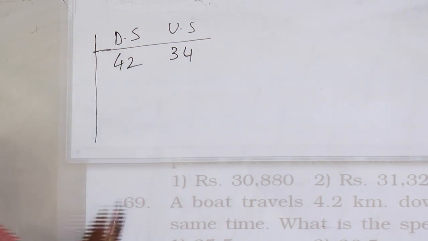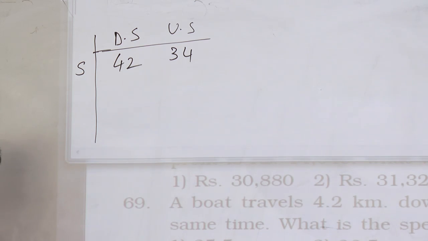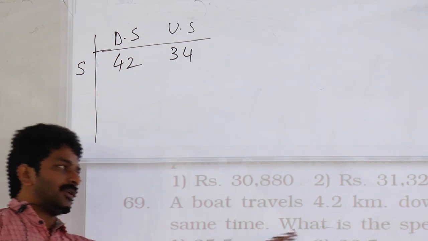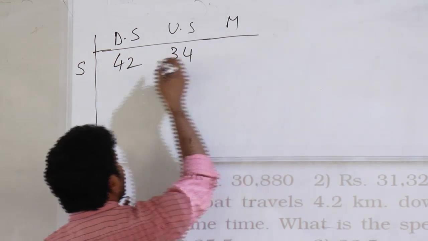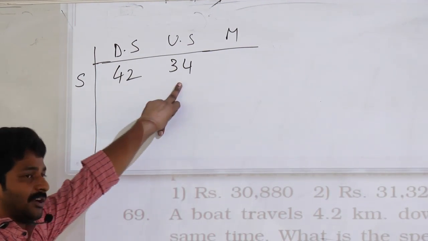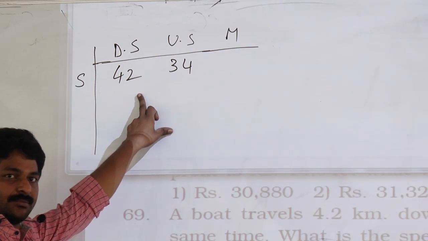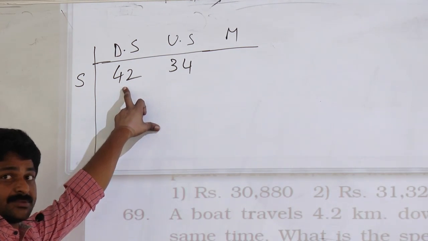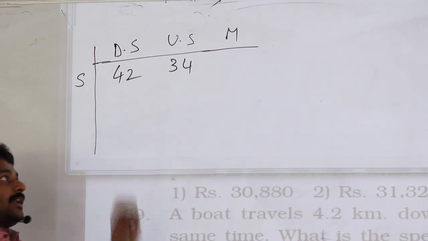Distance ratio is the same as speed ratio. So their speeds are in this ratio. What is your question? What is the speed of the boat in still water? Man speed. If downstream and upstream speeds are 42 and then 34, how will you get man speed? Average of these two. Yes or no? Man speed is equal to downstream plus upstream by 2. 76 by 2. 38.